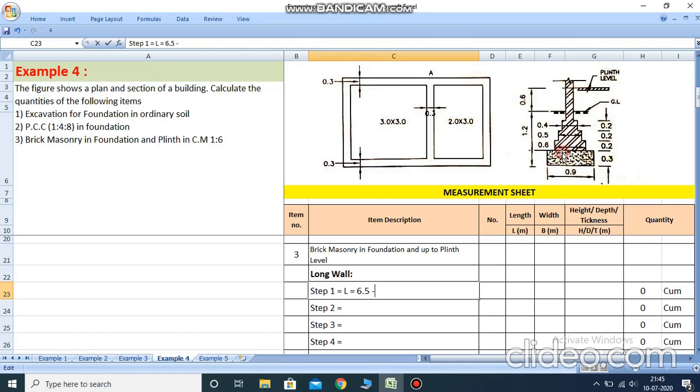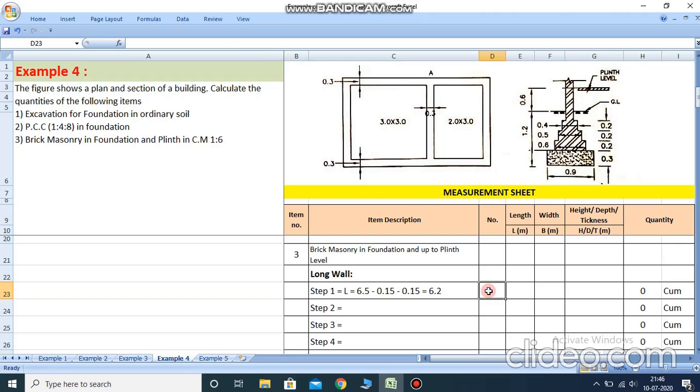Clear? So we directly write, for this part the difference is 0.3. So for the left side part 0.15 and for the right side part 0.15. So we minus the 0.15 for both sides, or we directly minus the difference of the 0.9 and 0.6 from the 6.5 meter length. So we got the value: 6.5 minus 0.15 minus 0.15 is 6.2.